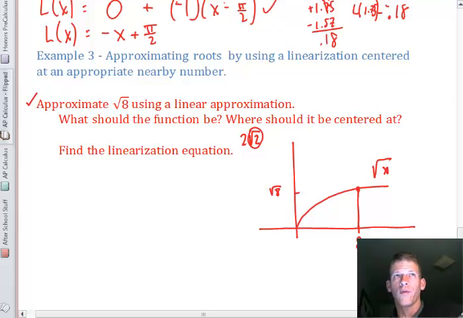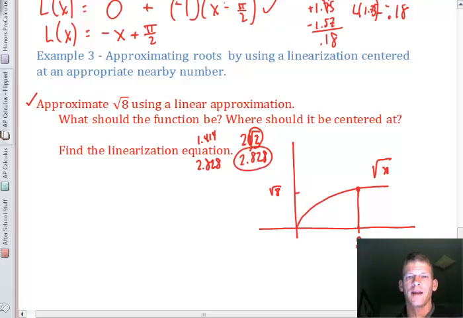So 2 times 1.414 would be 2.828. So I should get 2.828 as my exact value, but I'm not trying to get an exact value. I'm trying to find a linearization.